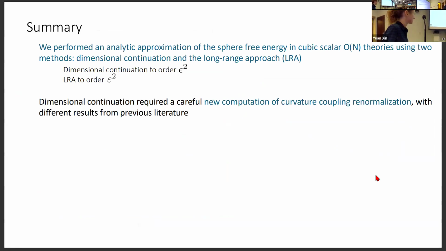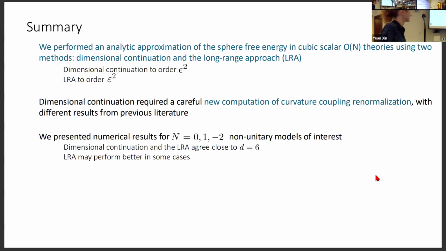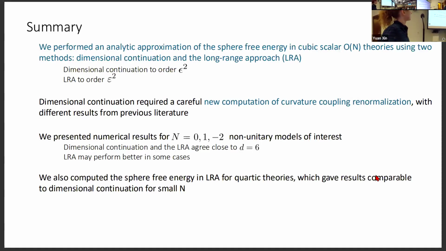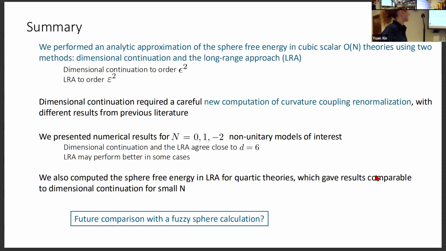And in dimensional continuation, we need to do a careful new computation of the curvature coupling or normalization, which had some differences from the previous literature. We also studied these particular non-unitary models of interest and found that they agree close to 6 dimensions, and the long range approach may perform better in some cases, although this is very qualitative. And we also presented it, just for a sanity check, for quartic theories.